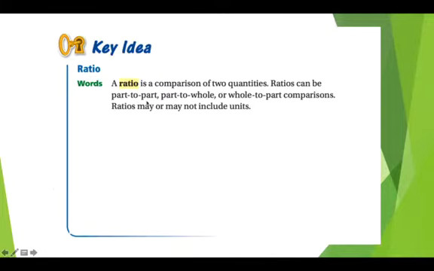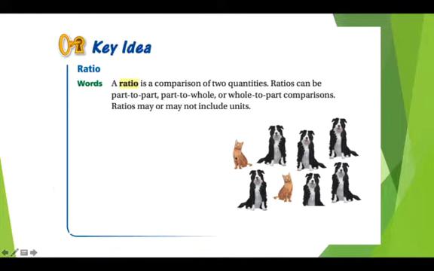It can be a part to part comparison, or part to whole, or whole to part. Ratios may or may not include units. Look at this figure. You can see 2 cats and 6 dogs. I will show you the different ways to write this in ratio form.